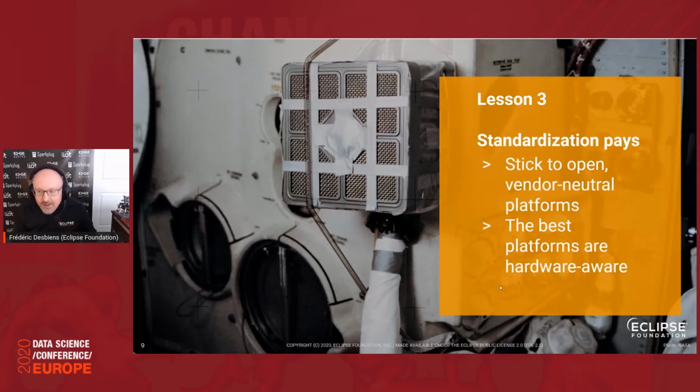And the second lesson there is a bit less obvious, but the best platforms are hardware aware in the sense that when the software is aware of the capabilities of the hardware, then obviously it can do more in a more efficient way. So in this case, the software in the lunar module and in the command module wasn't aware at all of whatever problems were happening in the various spacecrafts.